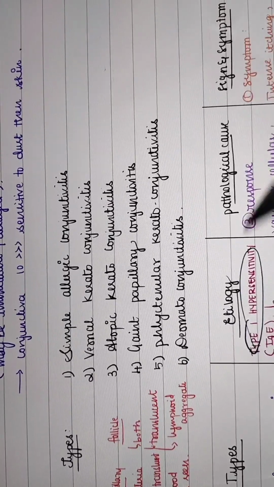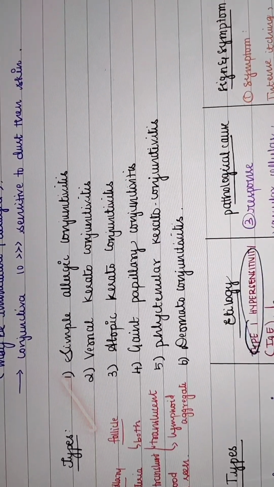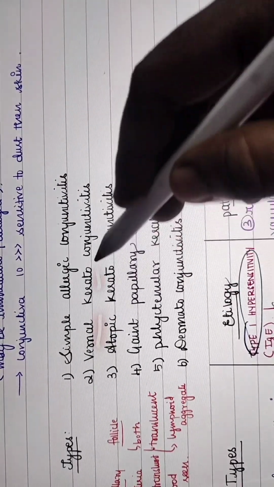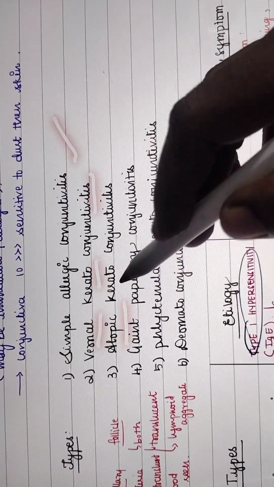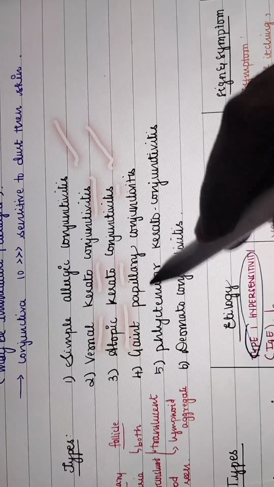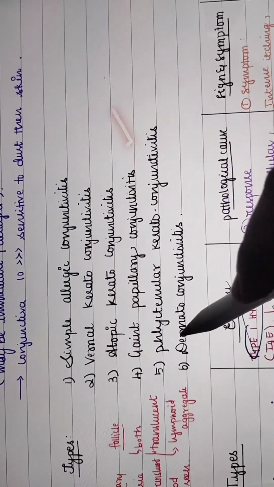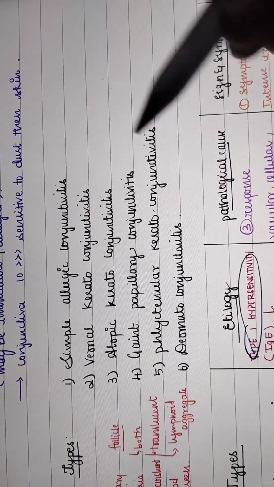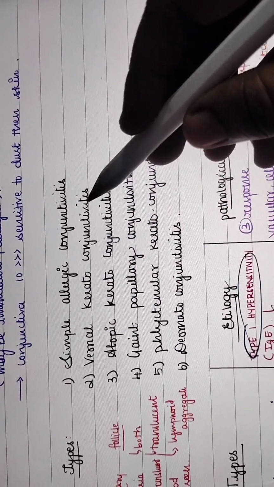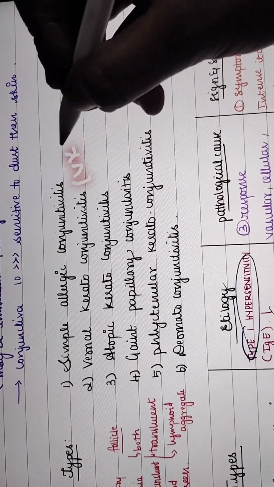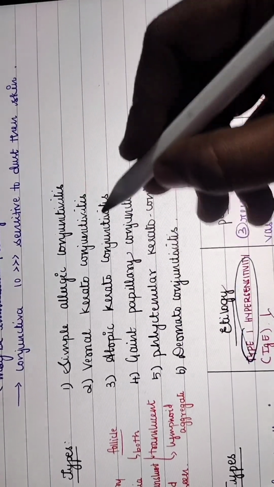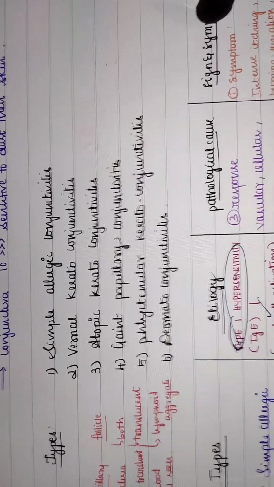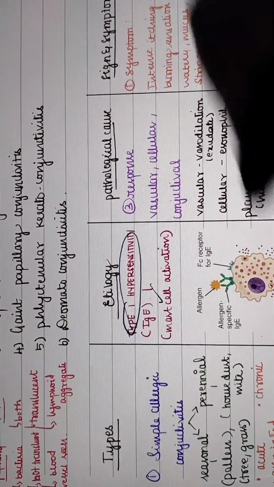Now we are going to see the types of allergic conjunctivitis. So we have simple allergic conjunctivitis, vernal keratoconjunctivitis, atopic keratoconjunctivitis, giant papillary conjunctivitis, phlyctenular keratoconjunctivitis, and dermatoconjunctivitis. And vernal keratoconjunctivitis is also called VKC, and atopic keratoconjunctivitis is also known as AKC. Now we will see the types.